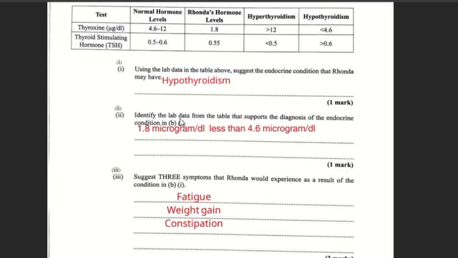Identify the lab data from the table that supports the diagnosis of the endocrine condition, and it's the same thing that I was explaining. So less than 4.6 and she has a 1.8, so she's less than 4.6, and that's what makes her have hypothyroidism. Now the next question says state three symptoms that Rhonda may experience as a result of the condition.